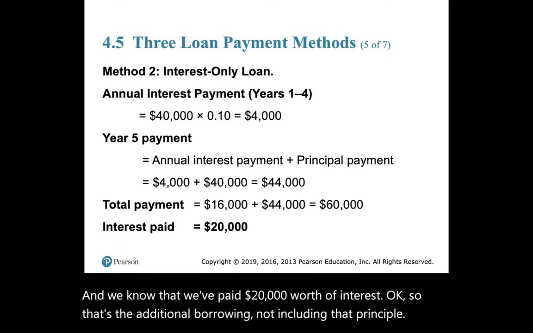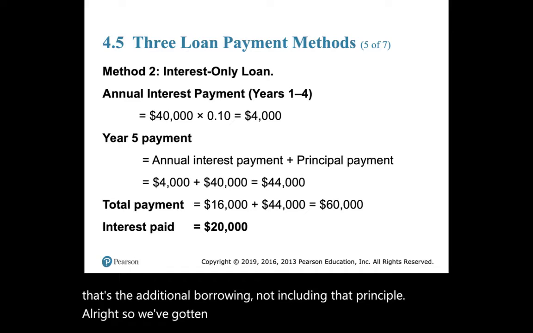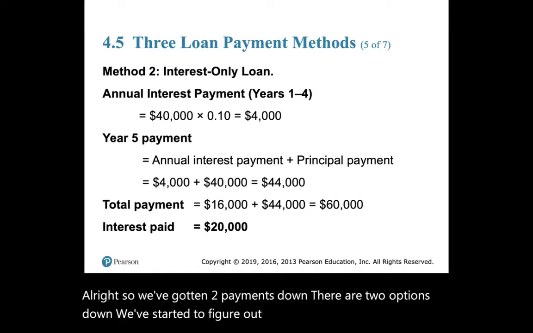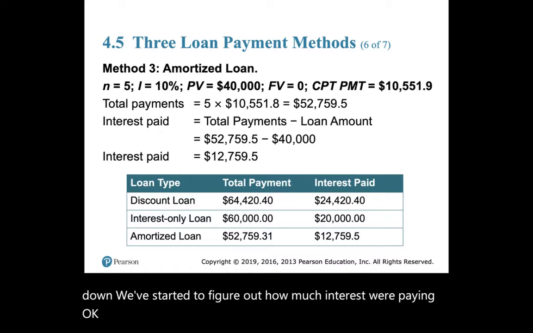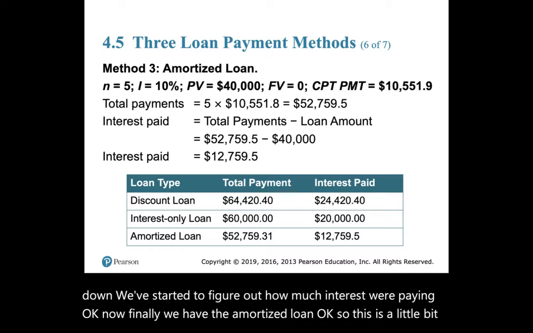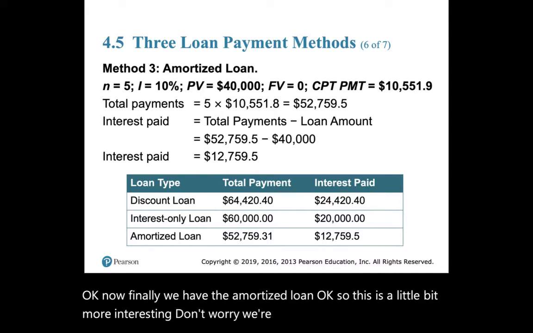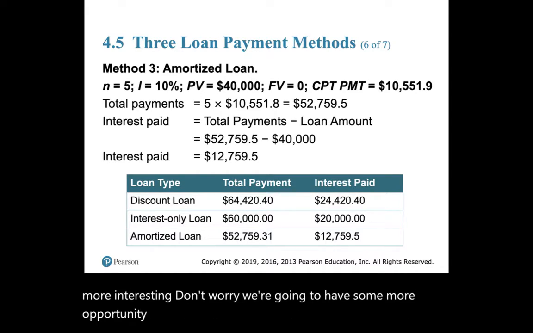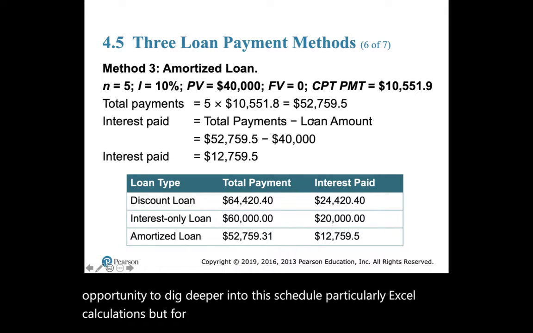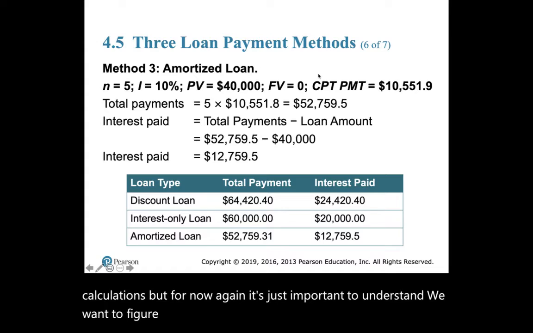All right, so we've got two payments down, or two options down. We've started to figure out how much interest we're paying. Okay, now finally we have the amortized loan. Okay, so this is a little bit more interesting, and don't worry, we're going to have some more opportunity to dig deeper into this schedule, particularly in the Excel calculations. But for now, again, it's just important to understand.